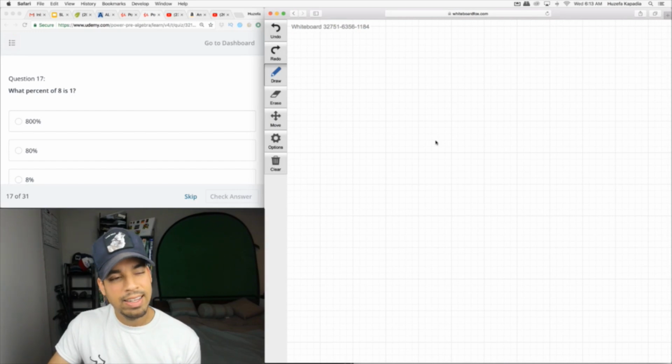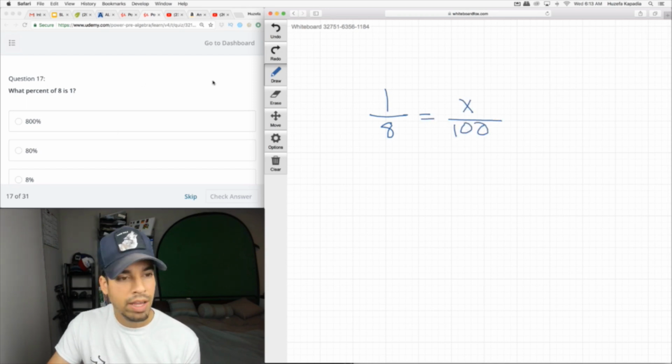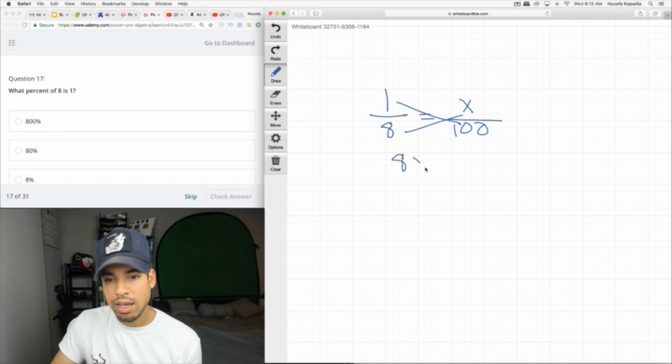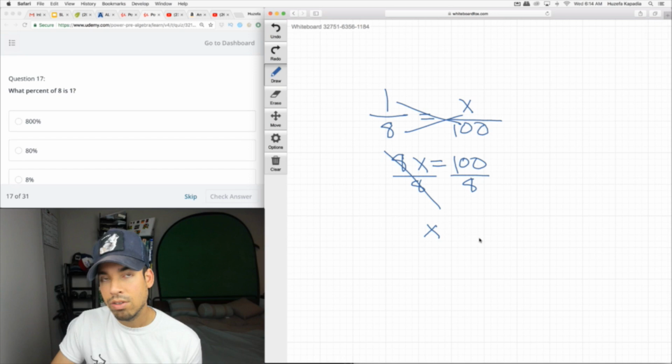What percent of 8 is 1? Boom, you see the 'of 8'? Again, that means that 8 comes at the bottom, the 1 stays on top, and now we cross multiply. 8x equals 100. Divide both sides by 8. And that, I believe, is 12.5. And since we're solving for this value up here, the percentage, this is a percent.